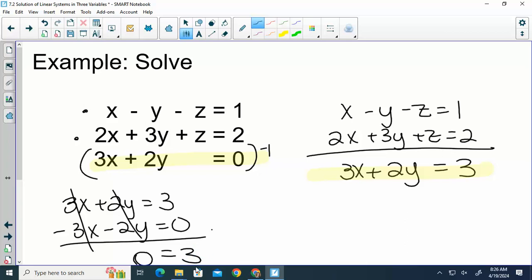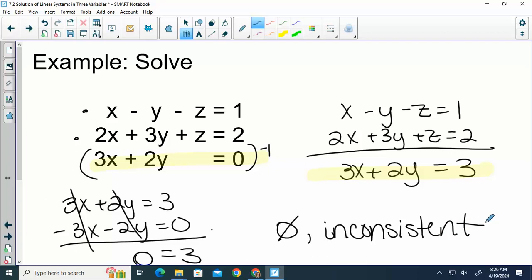But does 0 equal 3? In an alternate universe, yeah. So when we see that, we know our answer is no solution. And what word do we usually write with that? Inconsistent. No solution, inconsistent. A system that can't be solved is called inconsistent.